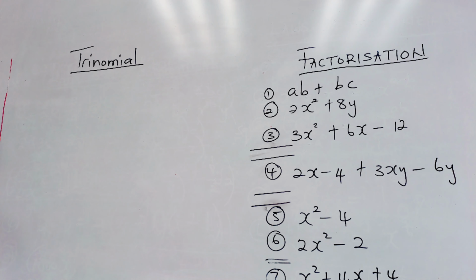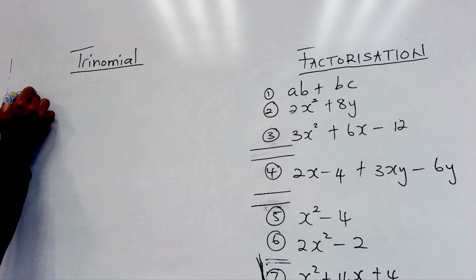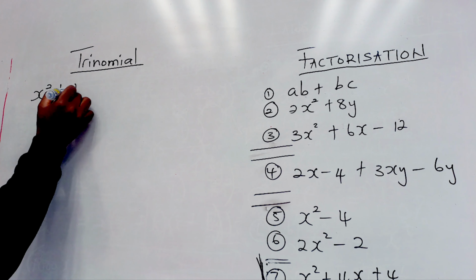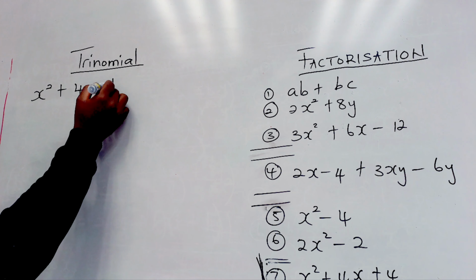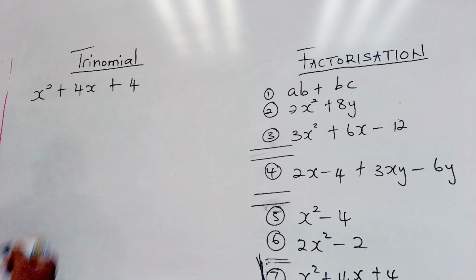Factorizing a trinomial. These are what I call trinomials. Let me write it down: x squared plus 4x plus 4. Factorizing a trinomial is a bit different from the first one we did, taking out a common factor. In this case, you don't have a common factor, and you don't have two squares.